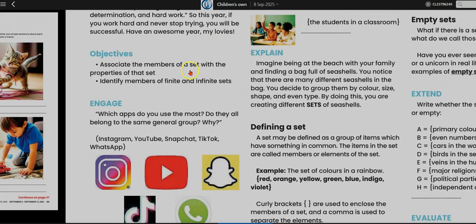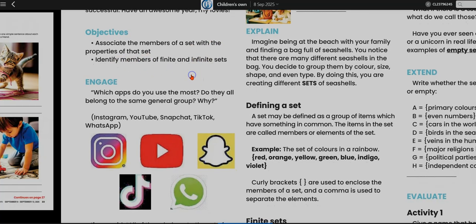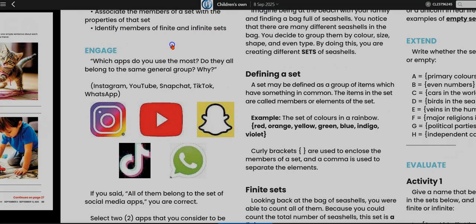The objective for this lesson: associate members of a set with the properties of that set. So they must have something in common. Identify members of finite and infinite sets.